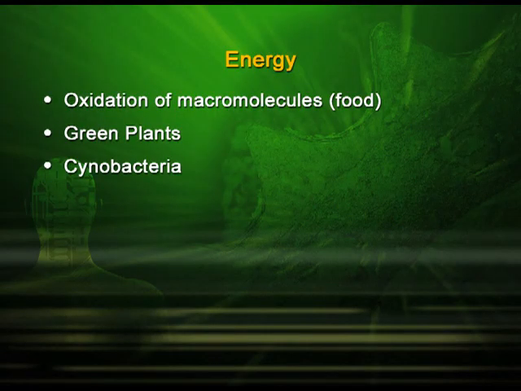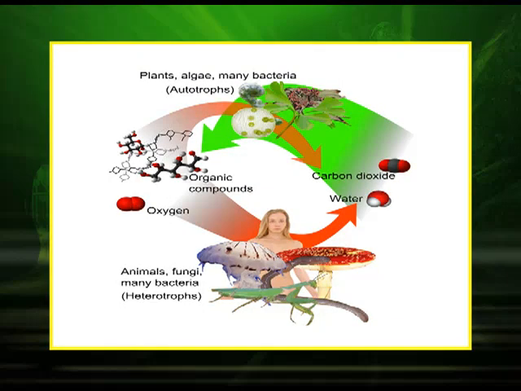Green plants and cyanobacteria, these two categories have chlorophyll and chloroplast, hence they can synthesize their own food in the presence of sunlight with the help of chlorophyll. That means these two categories are autotrophs. Auto, self; trophs, food: producing food themselves. So, green plants and cyanobacteria are able to synthesize their food themselves, whereas all other organisms depend on plants for their food directly or indirectly.